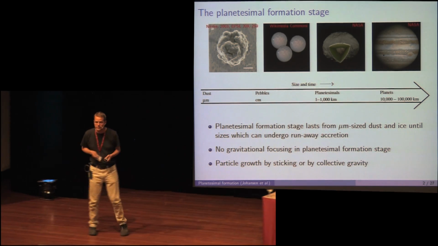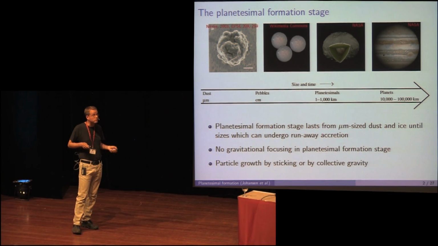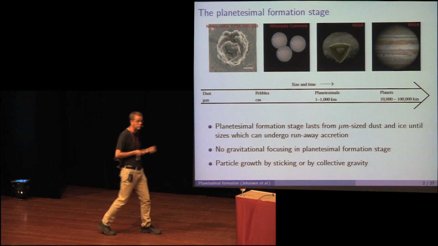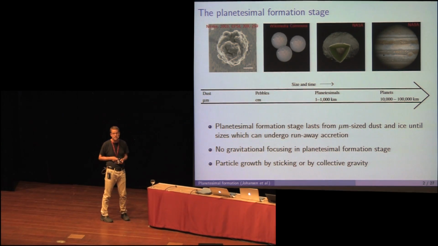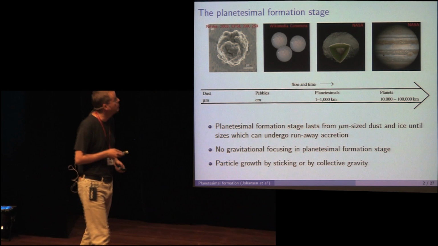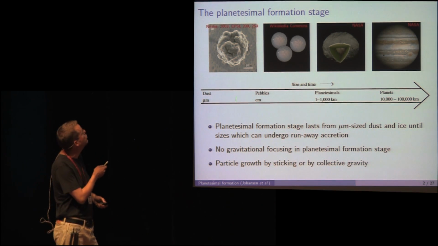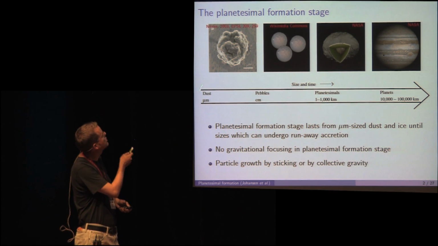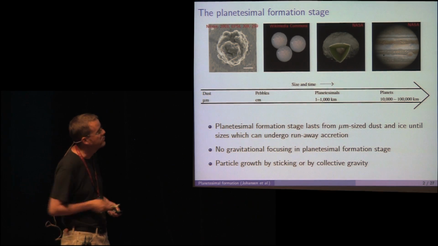Of course, we care about planetesimals because these are believed to be the building blocks of both the terrestrial planets and also the cores of the gas giants and the ice giants. So the planet formation process takes us over a staggering 13 orders of magnitude from the originally micrometer-sized dust and ice particles all the way up to fully fledged planets.